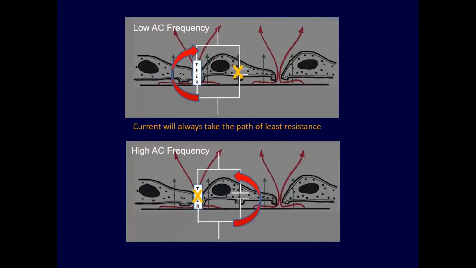At low frequencies, the reactance of the capacitor is extremely high, and so the current will instead take the path of least resistance through the solution, the TEER. Whereas at high AC frequencies in the lower panel, now the TEER is still there, but passage through the capacitor, through the cell membranes, becomes so low in reactance that almost all of the current will choose that path.